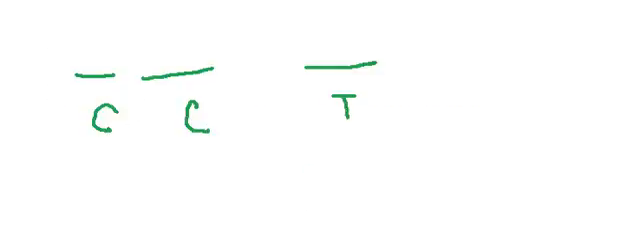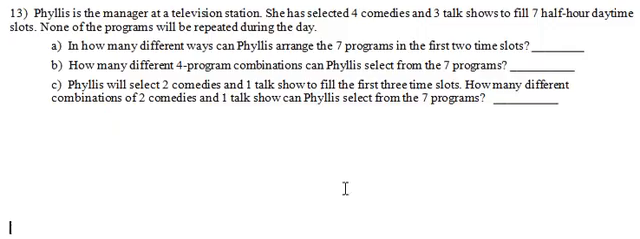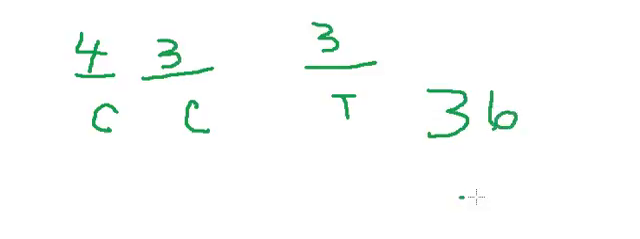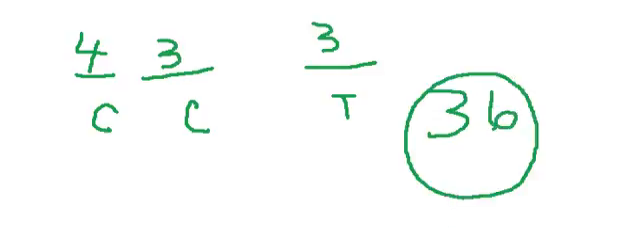talk show. Well, how many comedies do I have to choose from? With this one, I got 4 to choose from. So here we're going to have 4. 1 comedy's gone, 3. How many talk shows do you have to choose from? It's going to be just 3. So now I just multiply those. 12 times 3, which is 36. And I believe that's it for that problem.